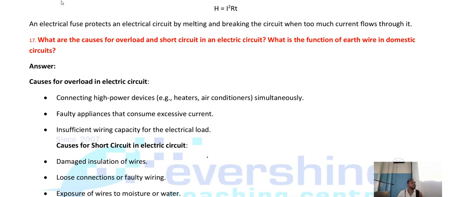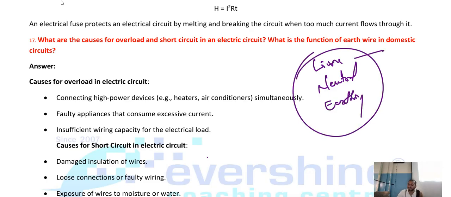Write the different types of wires used in a domestic electric wiring. We have three types of wires. One is live wire, neutral wire, earthing wire. Now they may ask you to name the different types of wires, write the colors of them, and write the functions of them.